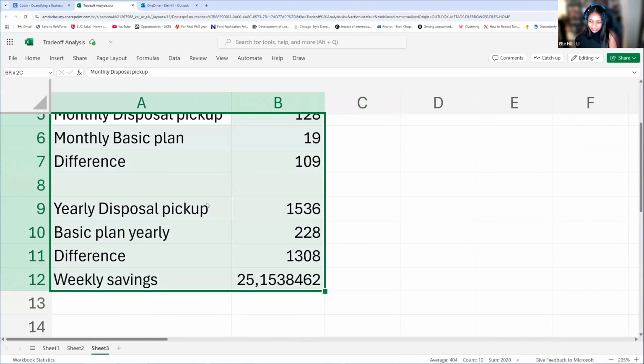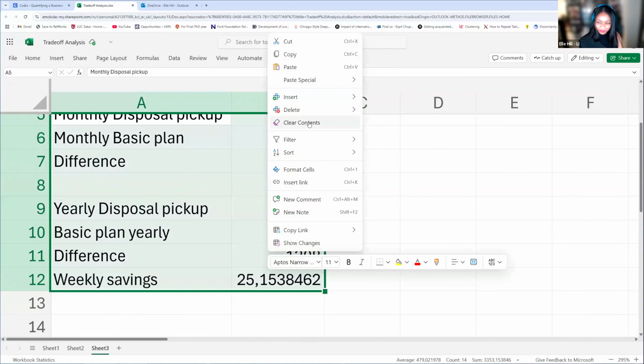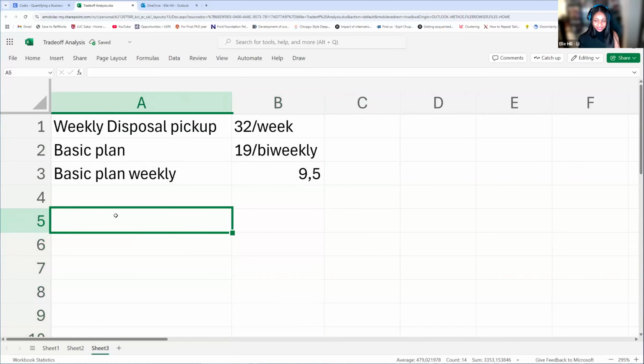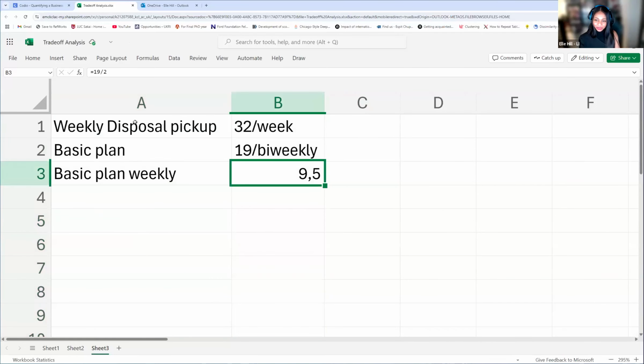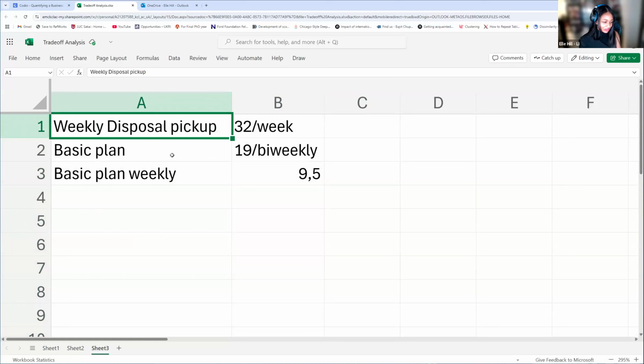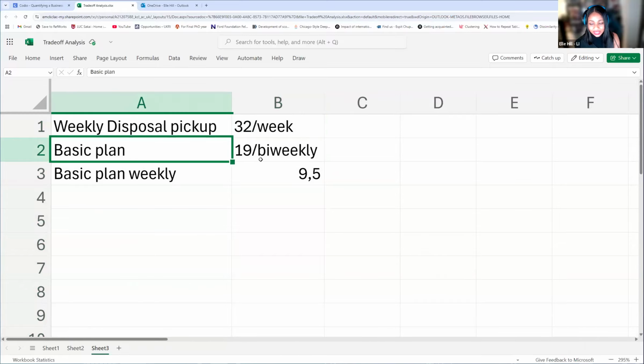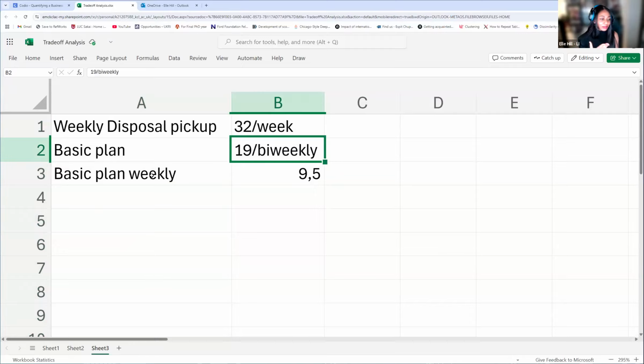Messed up some of my cells. Now I got confused myself. So, oh, I think I saw, yeah, I messed up the month there. So let's do this conversion from the top. So we have our weekly disposal pickup, $32 a week. The basic plan, even though it's $19 bi-weekly, this is going to mean $9.50 every week. Okay, yeah, I think I forgot to switch a line, but that's okay. I don't want it to be too confusing, so let's just start from the top anyway.